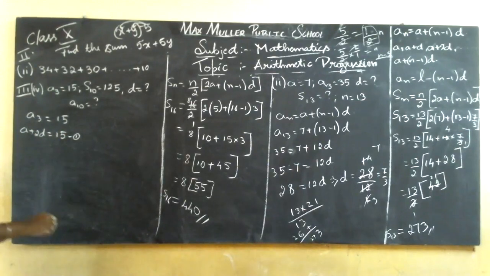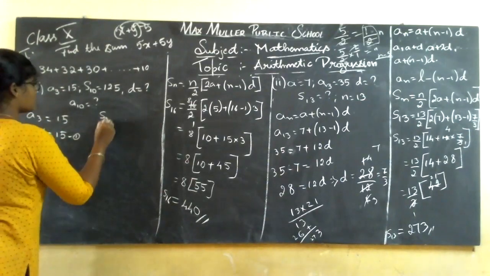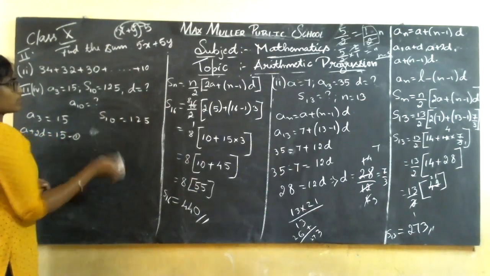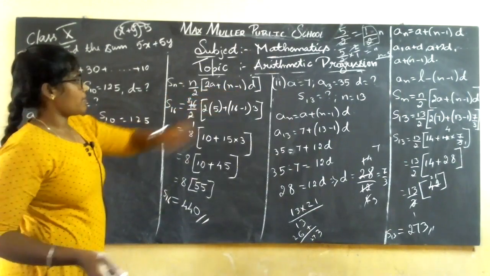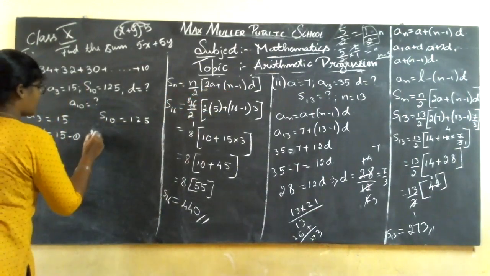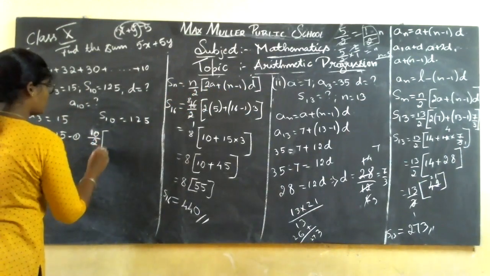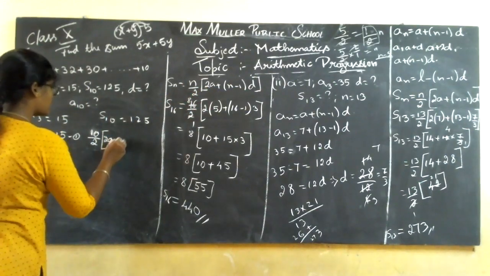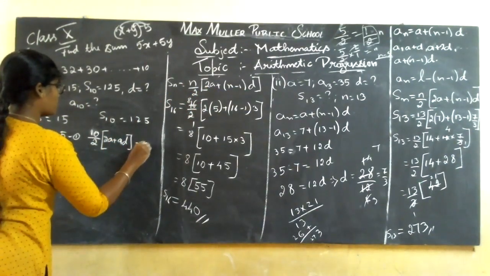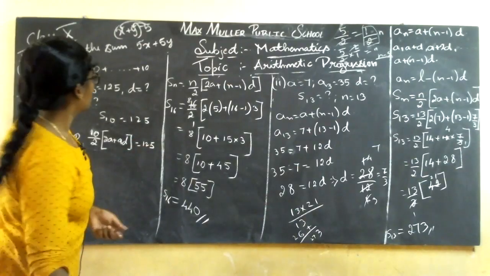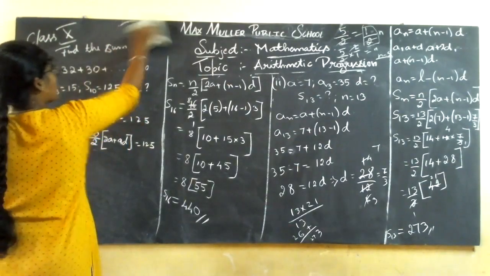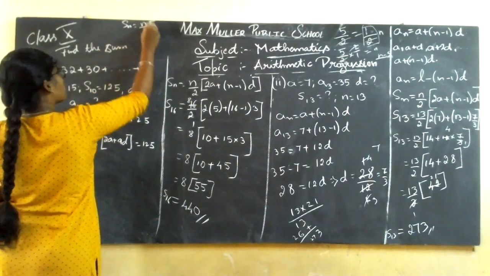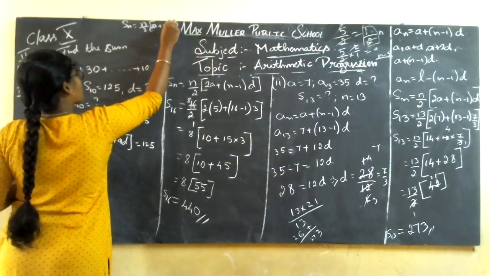So let me put it as equation number 1. How will you write S10 as 125? How will you write S10 as n by 2? Sn value is what, children? N by 2, 2a plus n minus 1 into d. Here it is 10 by 2 into 2a plus 10 minus 1 is 9d, which is equal to 125. Did you understand? I'll write it here and show it to you. How did you get that? So what is the formula of Sn? Sn is equal to n by 2, 2a plus n minus 1 into d.